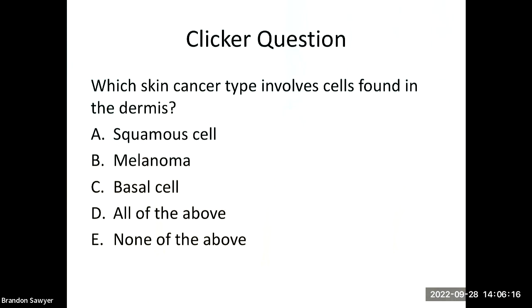All right, a few of you changed your answer, but it looks like everybody still voted. So yeah, it's E, right? All those are in the epidermis, right? All of those types of cells are in the epidermis, not in the dermis. Okay. All right.